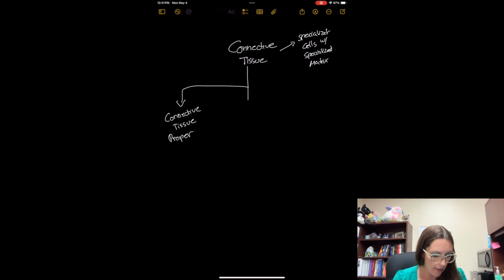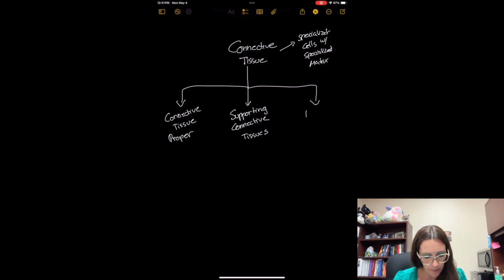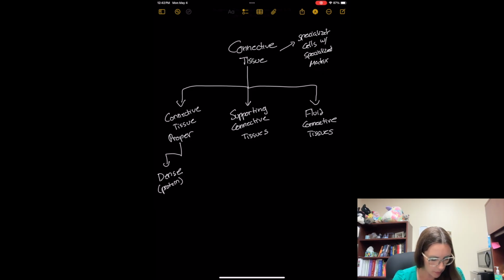The next we have are the supporting connective tissues. And then the last one is the fluid connective tissues. And then from within there, we have some more specialized, kind of deeper within. So with connective tissue proper, we have dense, which is primarily because of the amount of protein that we find in the matrix, or loose. So we do not have as much of the protein and we have more fluid.